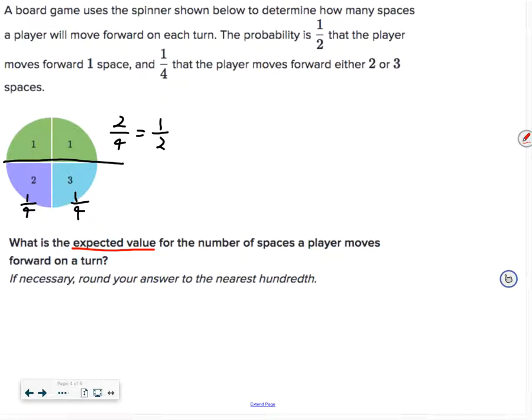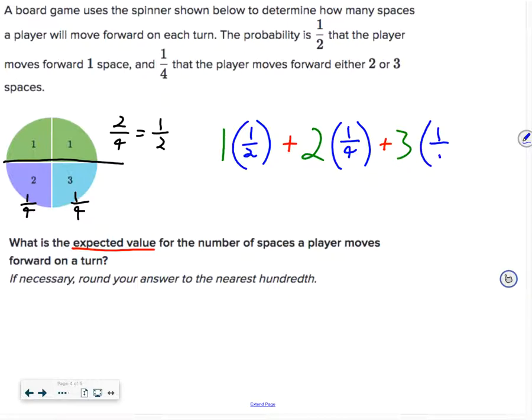All right, so first I'm going to identify my value of 1, multiply by its probability. The probability of getting a 1 is 1/2. Then I'm going to add it to the chance of getting a 2. That's my x value, and the probability of getting a 2 is 1/4. Then I add my other outcome, getting a 3. The probability of getting a 3 is 1/4. So now that I have this, I'm going to add them all up.